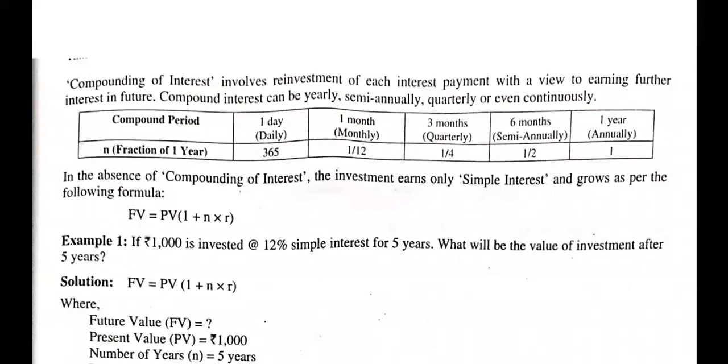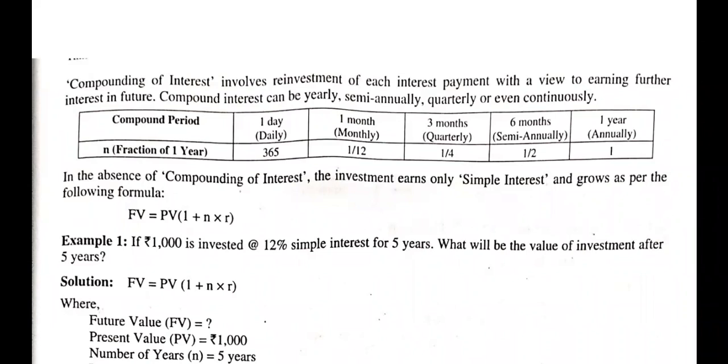Okay, now in the absence of compounding of interest, the investment earns simple interest and grows as per the following formula. If the interest is not compounded, it grows as per the following formula. So what is the formula for this? There are different formulas.